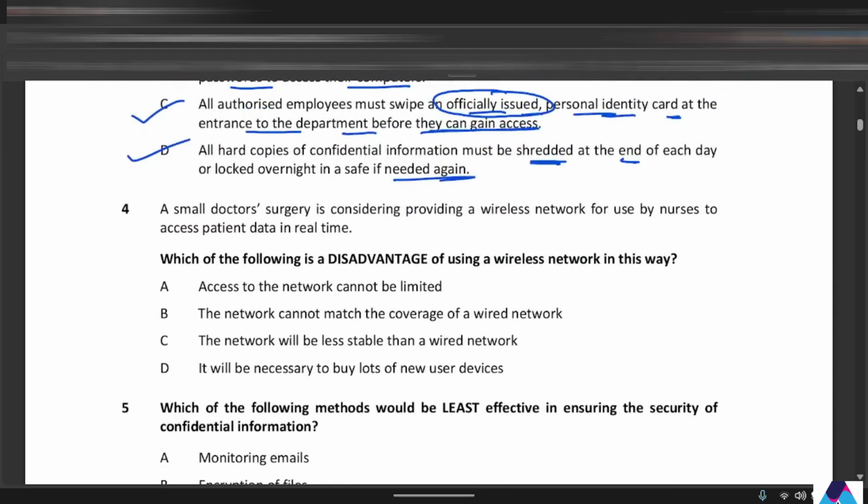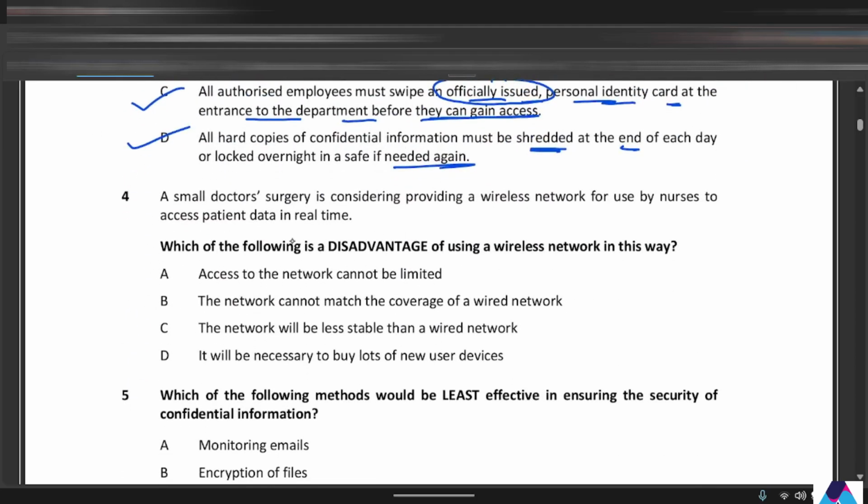Okay. Moving on to question number 4, it says a small doctor's surgery is considering providing a wireless network for use by nurses to access patients' data in real time. Okay, so if you look at it, it's basically a doctor's surgery, a hospital, something, right?